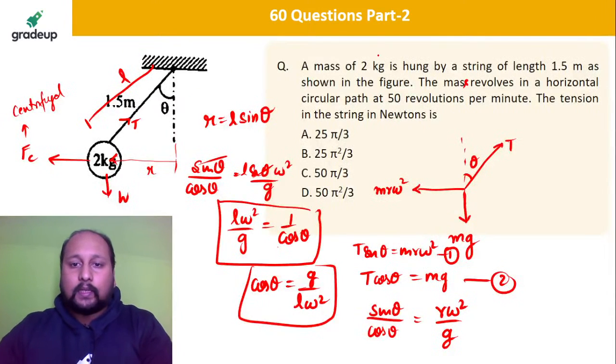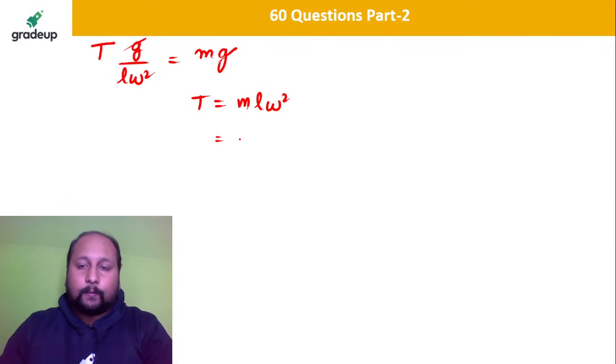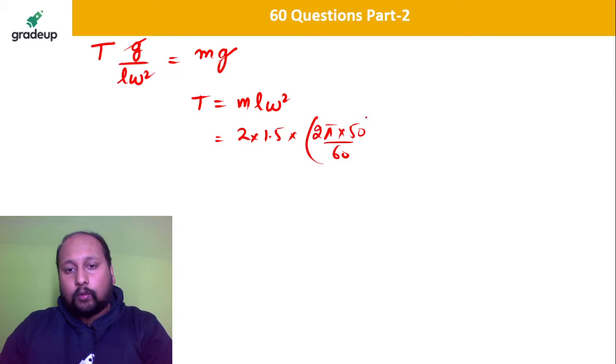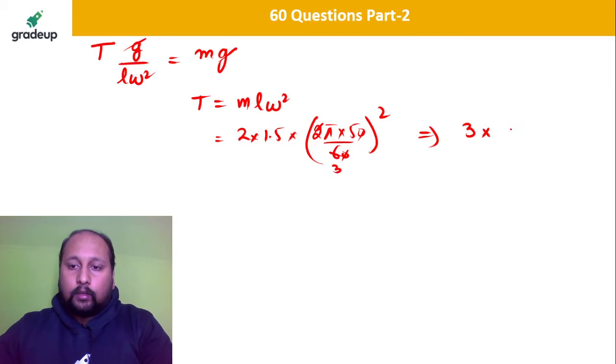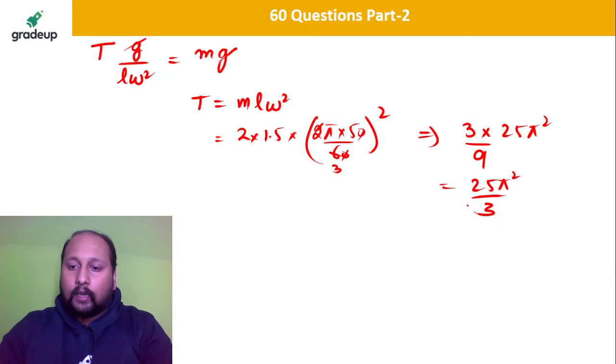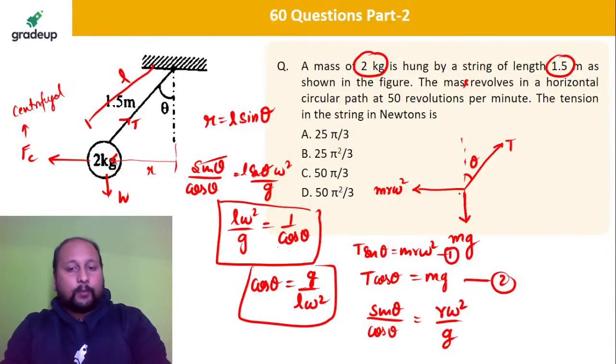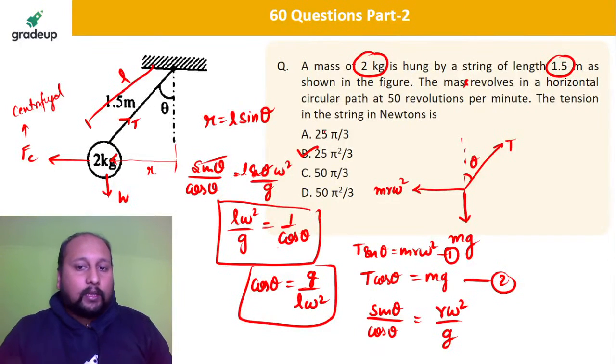So mass is 2 kg, length is 1.5, omega is 2 pi n by 60. So this is 2 kg, this is 1.5, this is 2 pi, n is 50 by 60 whole square. From this formula you are able to get the value of tension. So I can say this is 3 into 5 by 6 whole square, so this is 25 pi square by 3. Any option matching with our answer? Yes, option B is matching. 25 pi square by 3, option B is the correct answer.